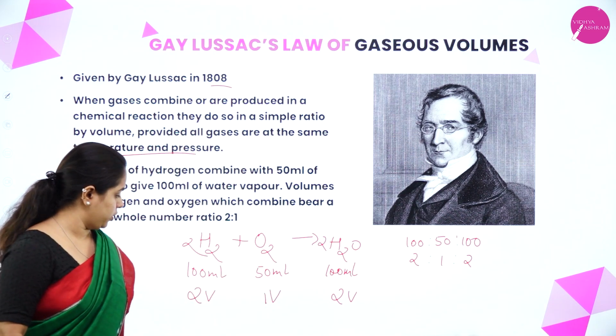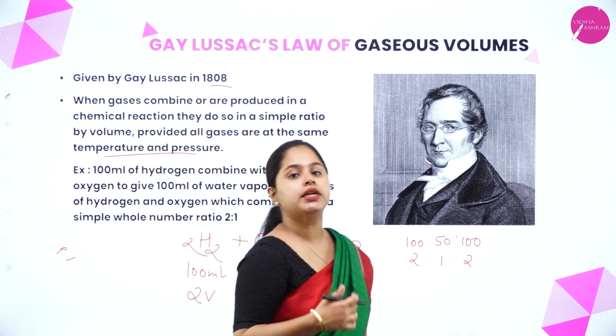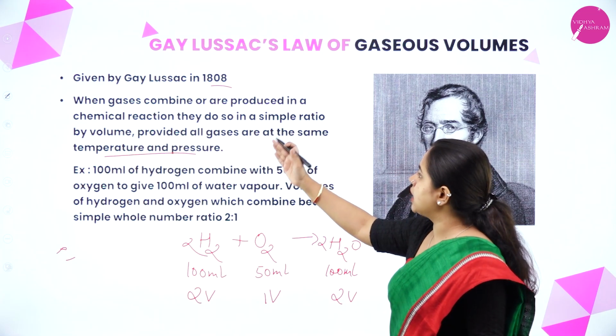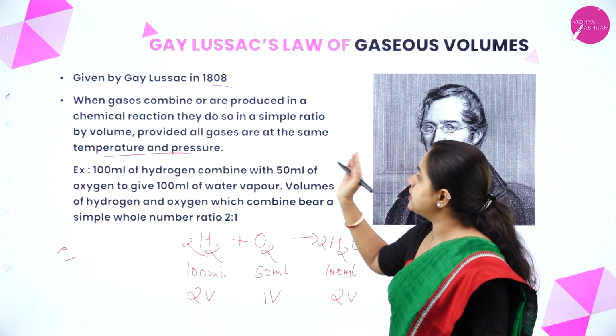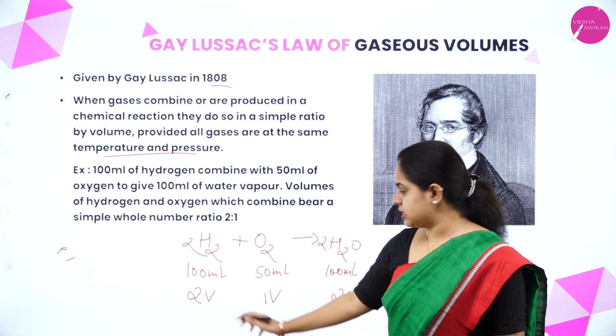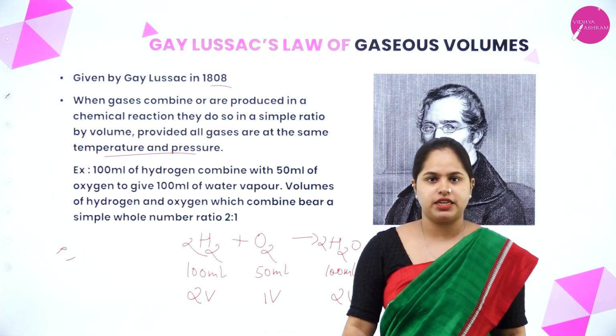Again you can see the ratio here is 2:1:2. Yes, under same temperature and pressure. Yes, so I'll read it out again. When gases combine or are produced in a chemical reaction, they do so in a simple ratio by volume. See, the ratio between the two gases is 2:1, provided all gases are at the same temperature and pressure.